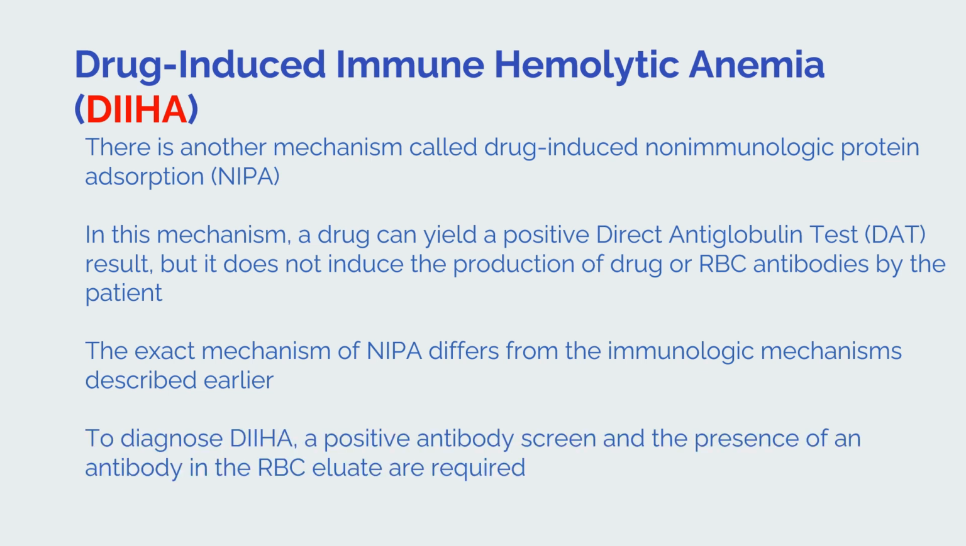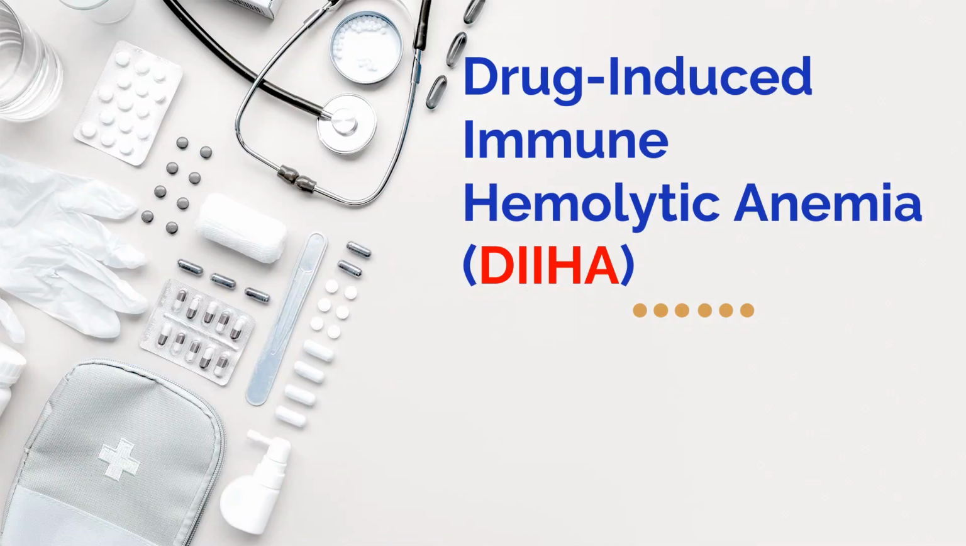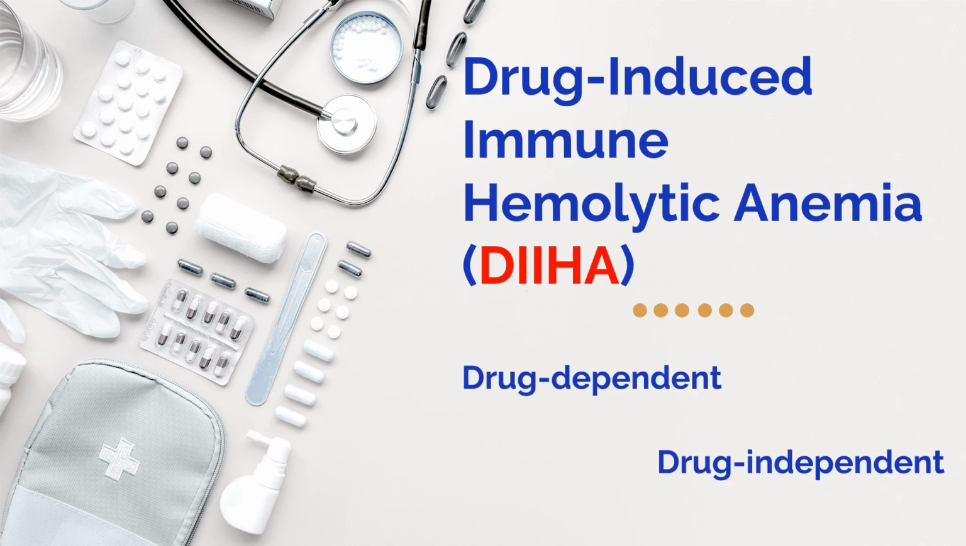To diagnose DIHA, a positive antibody screen and the presence of an antibody in the RBC eluate are required. Identifying the specific mechanism involved in a case of DIHA can help guide treatment and management strategies. Antibodies involved in DIHA can be classified into two main types, drug-dependent antibodies and drug-independent antibodies. Some drugs can induce a combination of both types.